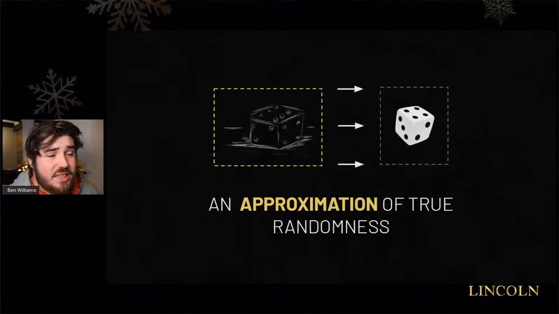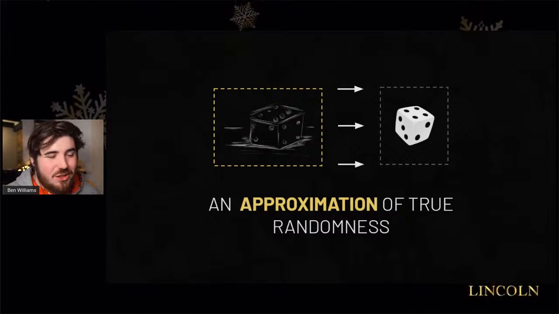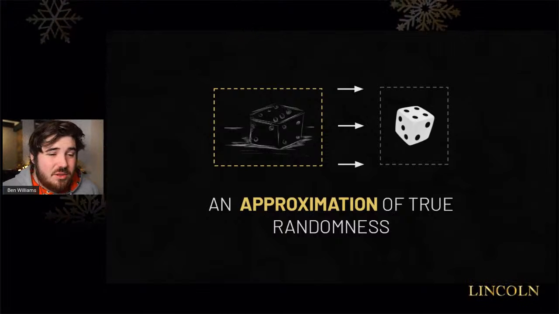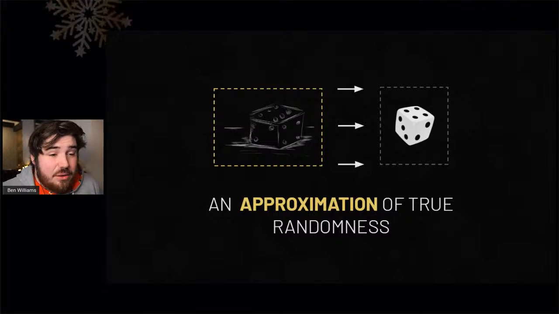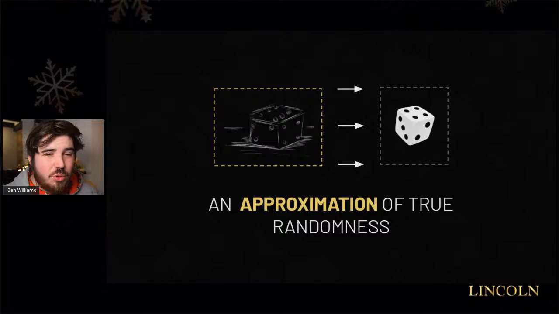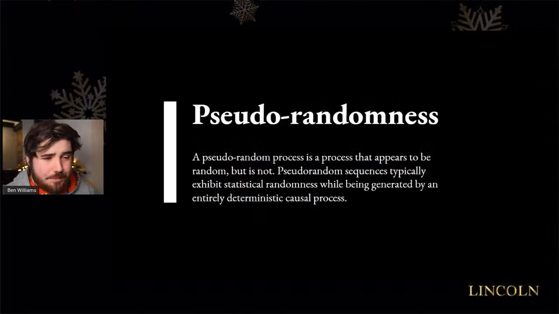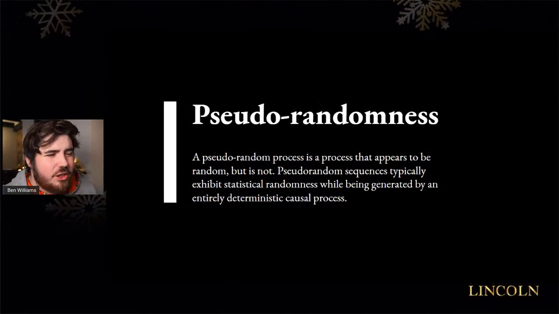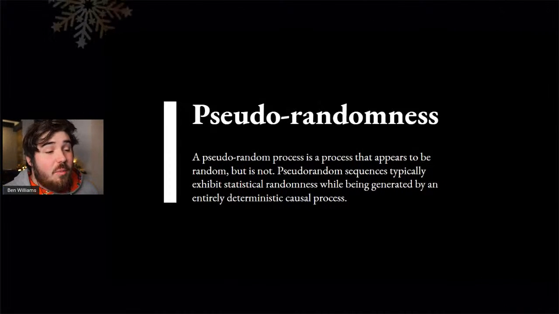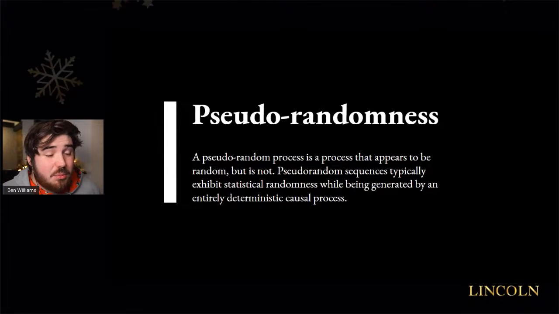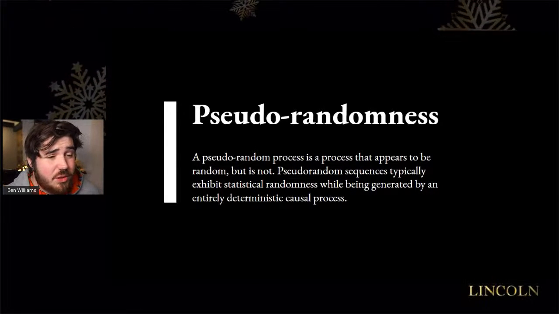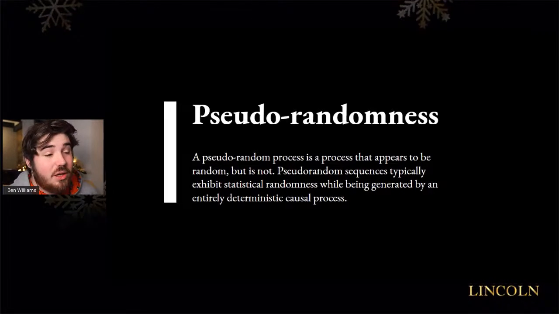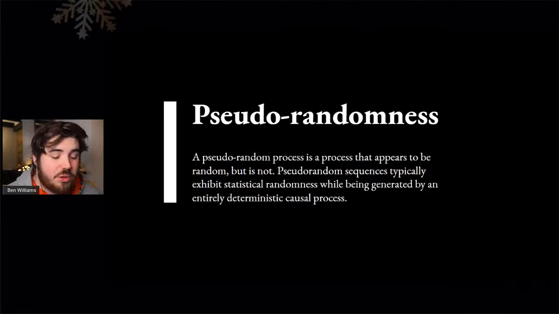So just as this thing on the left, this quite poor drawing of a dice, approximates the real thing on the right, you can think of pseudo randomness as the thing on the left and true randomness on the right, approximating that process. So here's a good definition of what pseudo randomness is. I can't remember exactly where I got this from, but it says a pseudo-random process is a process that appears to be random but is not. Pseudo-random sequences typically exhibit statistical randomness while being generated by an entirely deterministic causal process.